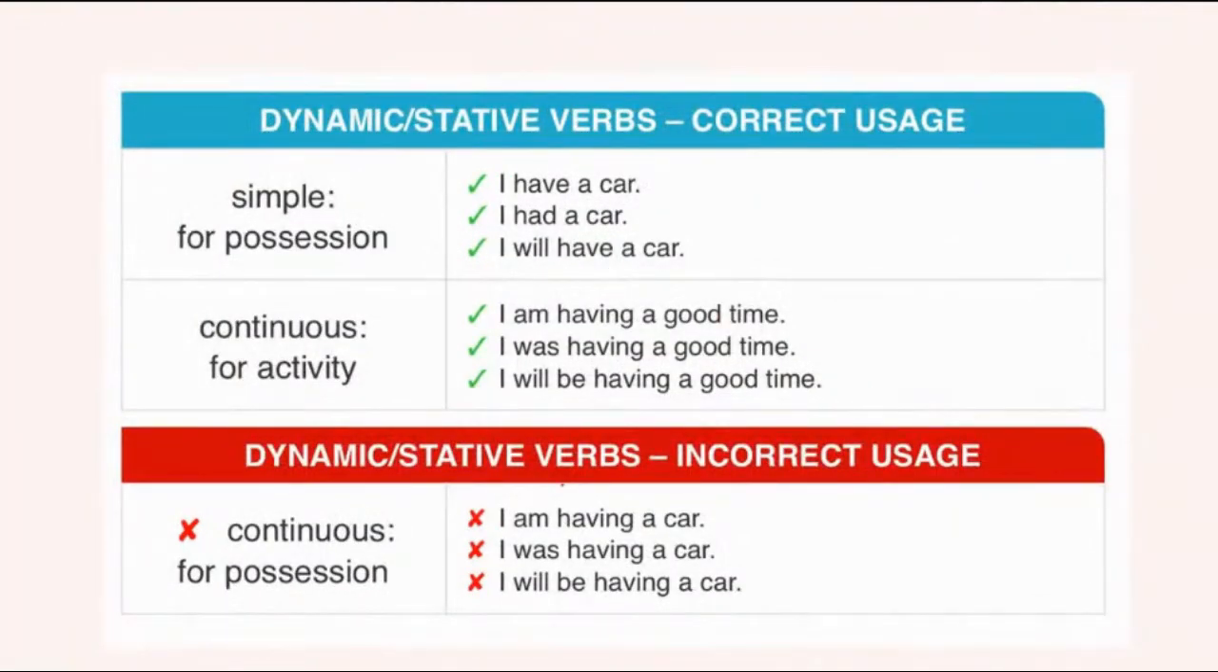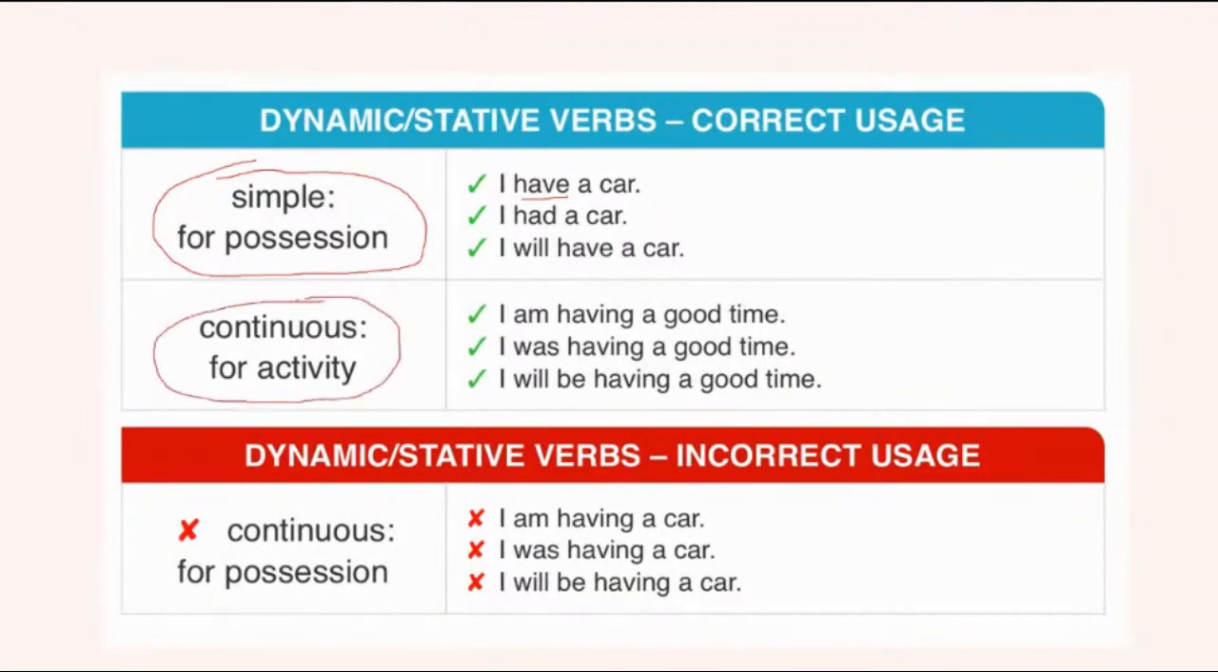So here we have another example. So we've seen dynamic verbs and their correct forms, stative verbs, their correct forms, and that we can't use them with the continuous forms. And now we see a verb that we can use in a few different ways, has a few different meanings. So have. Here we can use the simple form for possession, means it's mine, I own it. I have a car, I had a car, I will have a car.